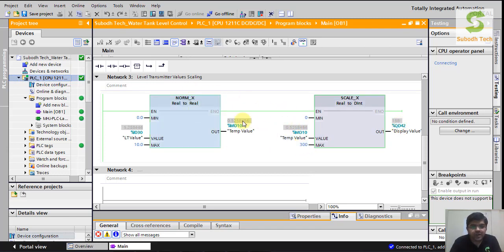So this is how NORM_X and SCALE_X work, and in this way we can monitor the level of our water tank with the help of a level transmitter.